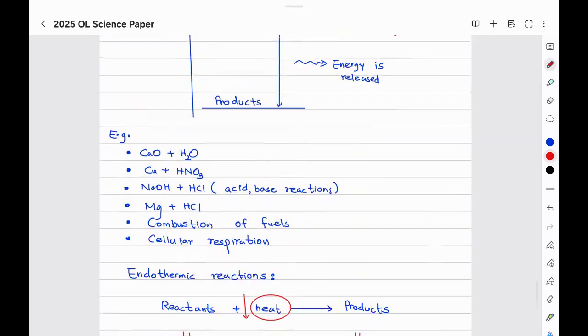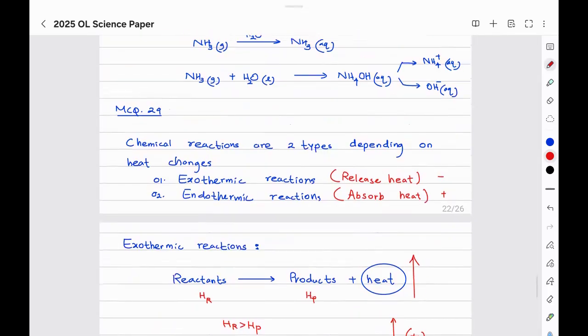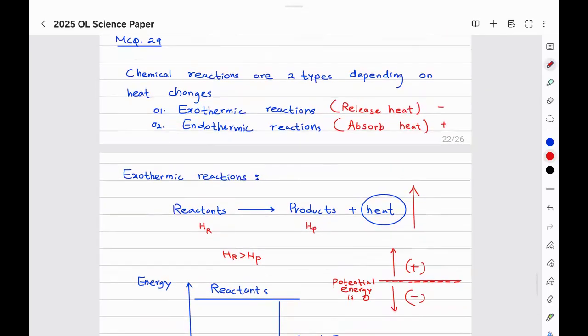Yes, if I summarize what we discussed so far here in this MCQ, chemical reactions are of two types depending on heat changes, right? Exothermic reactions and endothermic reactions. Exothermic reactions mean they are releasing heat. When the energy is released, that means heat release, we can say the temperature is increasing. In endothermic reactions, what will happen? It will absorb heat. That means the system is becoming cold.